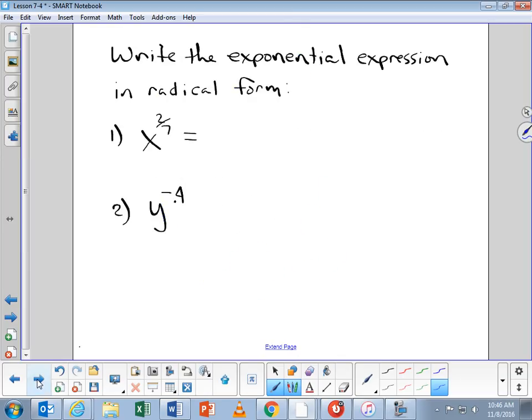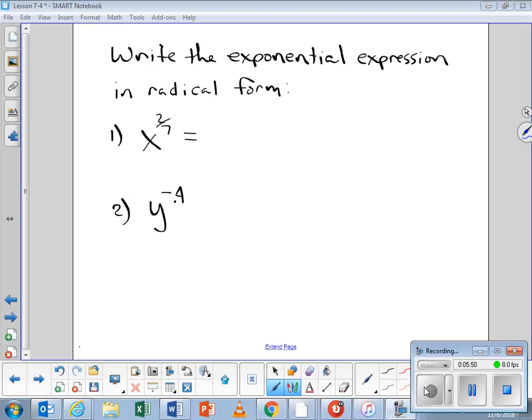Write the exponential expression in radical form. So take a moment real quick and write x to the 2/7 in radical form.